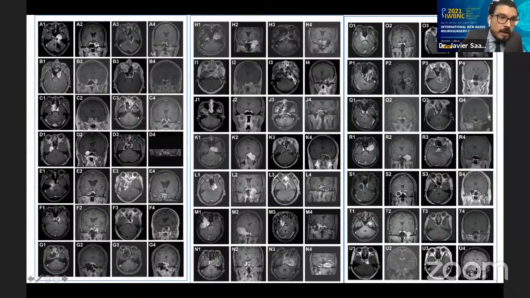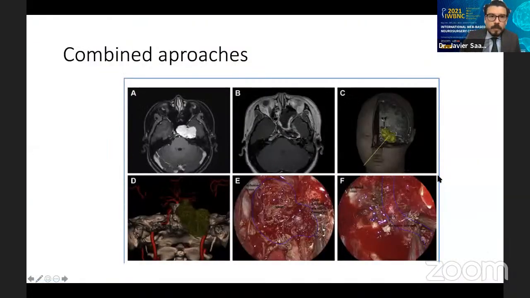You can see how far posteriorly and inferiorly into the posterior fossa he can get. It's impressive, it's really impressive. So you can also perform combined approaches. You can use an endoscopic endonasal approach and TONES. You can also use TONES and an open approach.